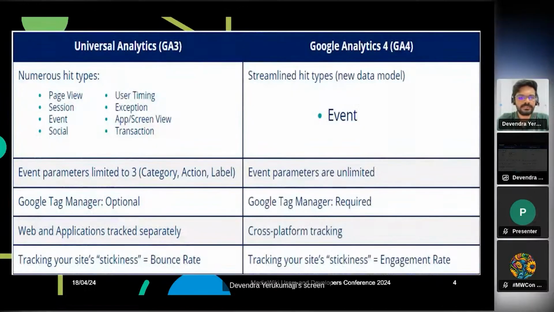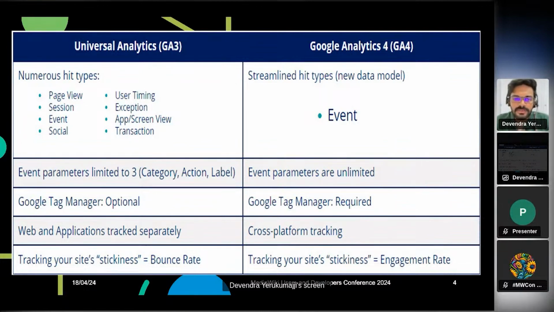Next are the differences between earlier Google Analytics, Universal Analytics, Google Analytics 3, and Google Analytics 4. Earlier we were very limited in the event parameters. We had numerous types of events like page view, session event, social, user timing, exception, app, screen view, transaction. Now everything is an event in the GA4 model, and event parameters are unlimited.